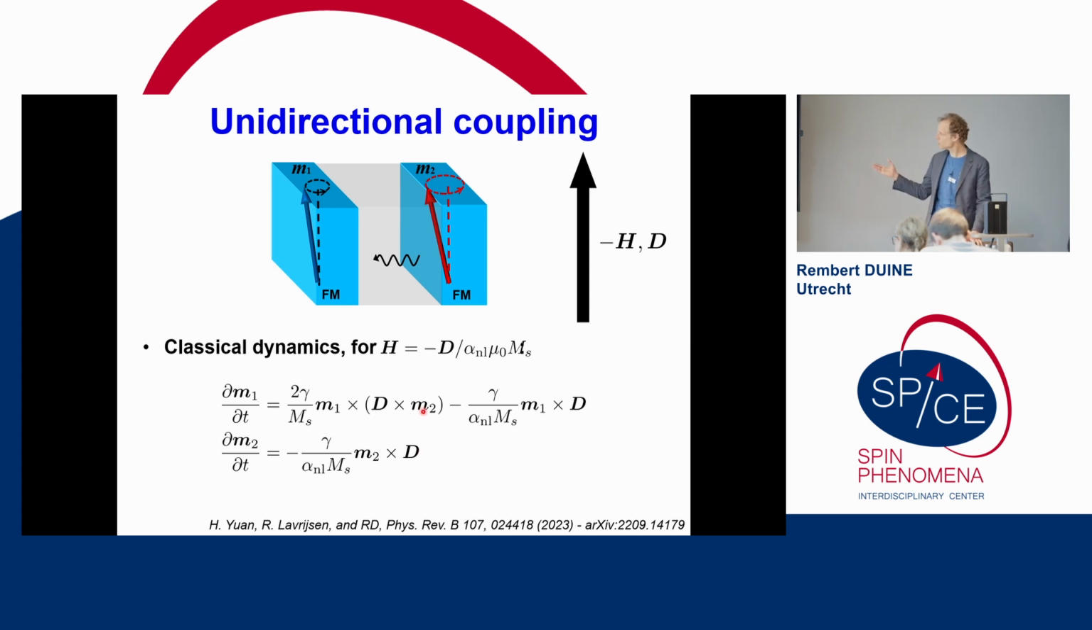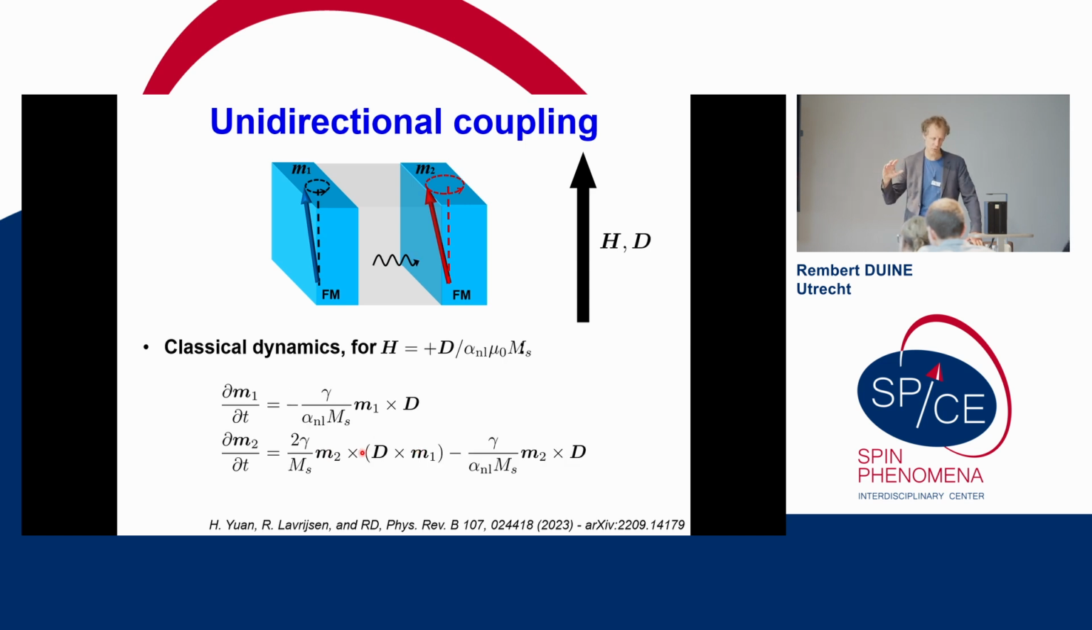And what you then get, phenomenologically, is a situation where the dynamics of the right magnet, M2, influences the left magnet, but not vice versa. So if you tickle the left magnet, it will not affect the right magnet, but vice versa it does. And if you reverse the field, the situation is precisely the other way around. So the unidirectional coupling, as we like to call it, is precisely reversed.